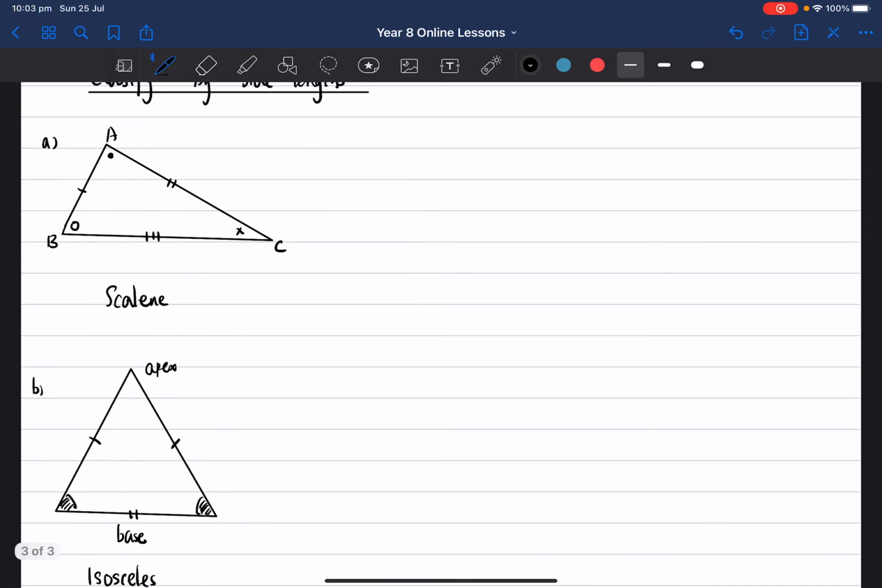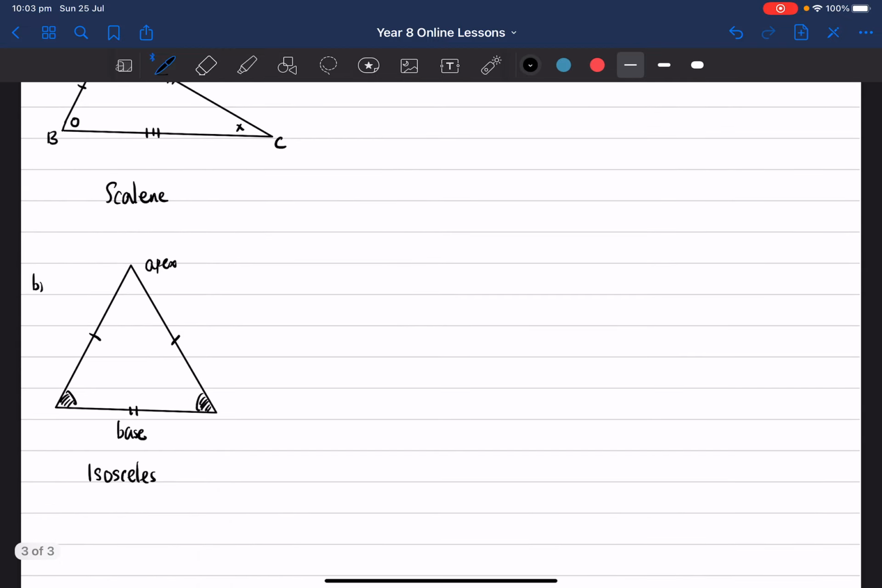So the first case is scalene triangles, when the sides are all different. And the second case is when two sides are equal to each other. As you can see here, two sides are equal to each other, and we call that an isosceles triangle. The property of isosceles triangles is that you have one pair of equal sides, and the base angles are equal to each other. That's why it's called the isosceles triangle.